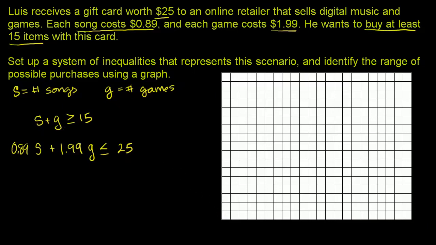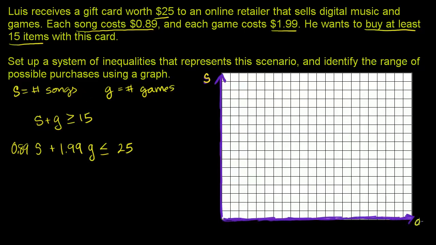Let me draw the axes. Let's make the vertical axis the song axis, so that's the number of songs he buys. And then let's make the horizontal axis the number of games he buys.